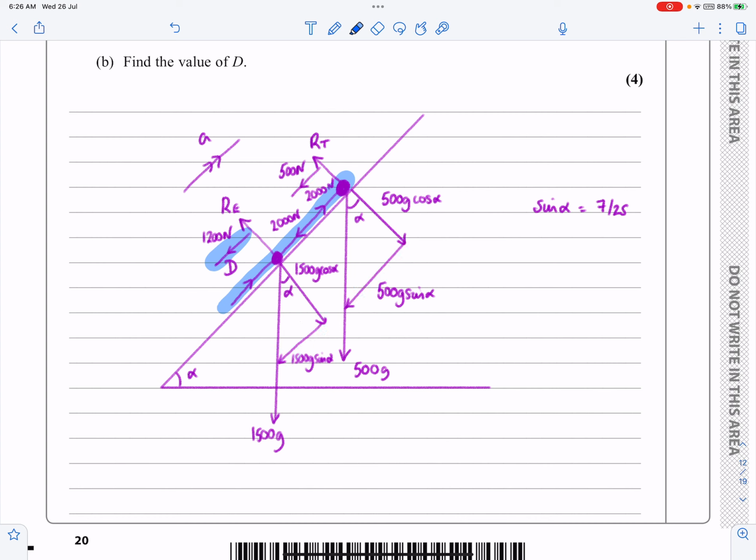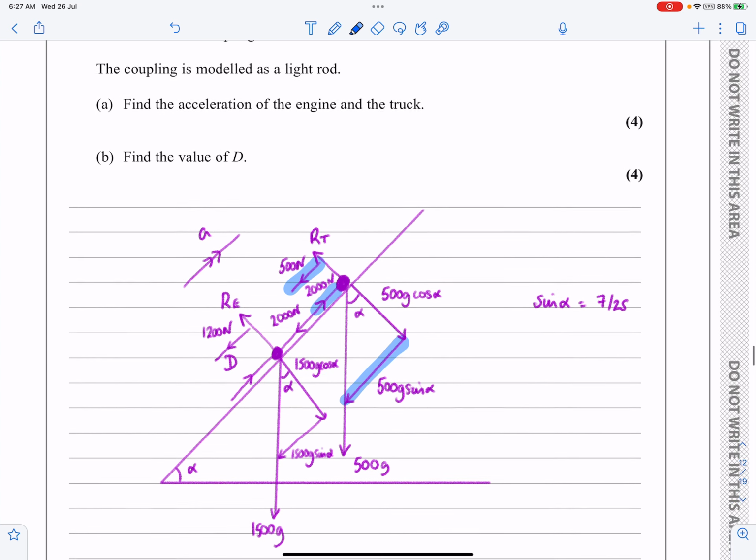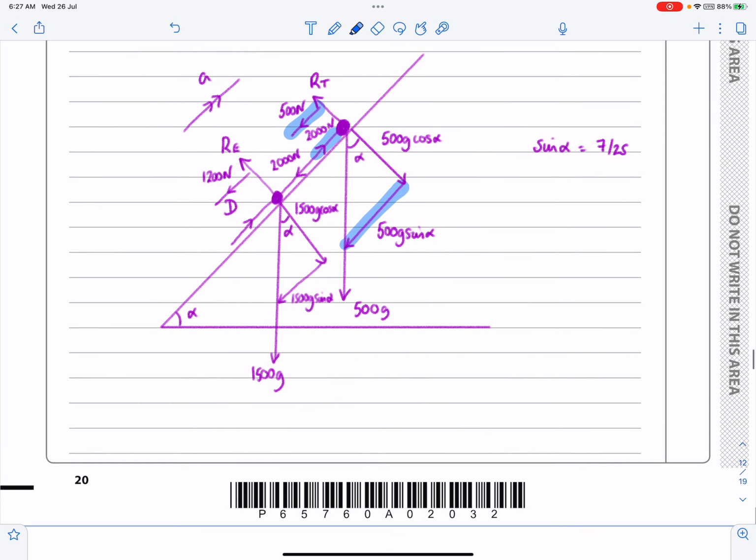So what I need to do is to try and identify, am I going to do the whole system? Am I just going to do the truck? Or am I just going to do the engine? Well, D there means that I can't really use just the engine, and I can't really use the whole system. So actually looking at the truck, I've got that force, that force, and that force, and I know all of those. So that means that I should be able to work out the acceleration using that one there, because it'll be the only thing that's unknown. Right, that's explained it to you.